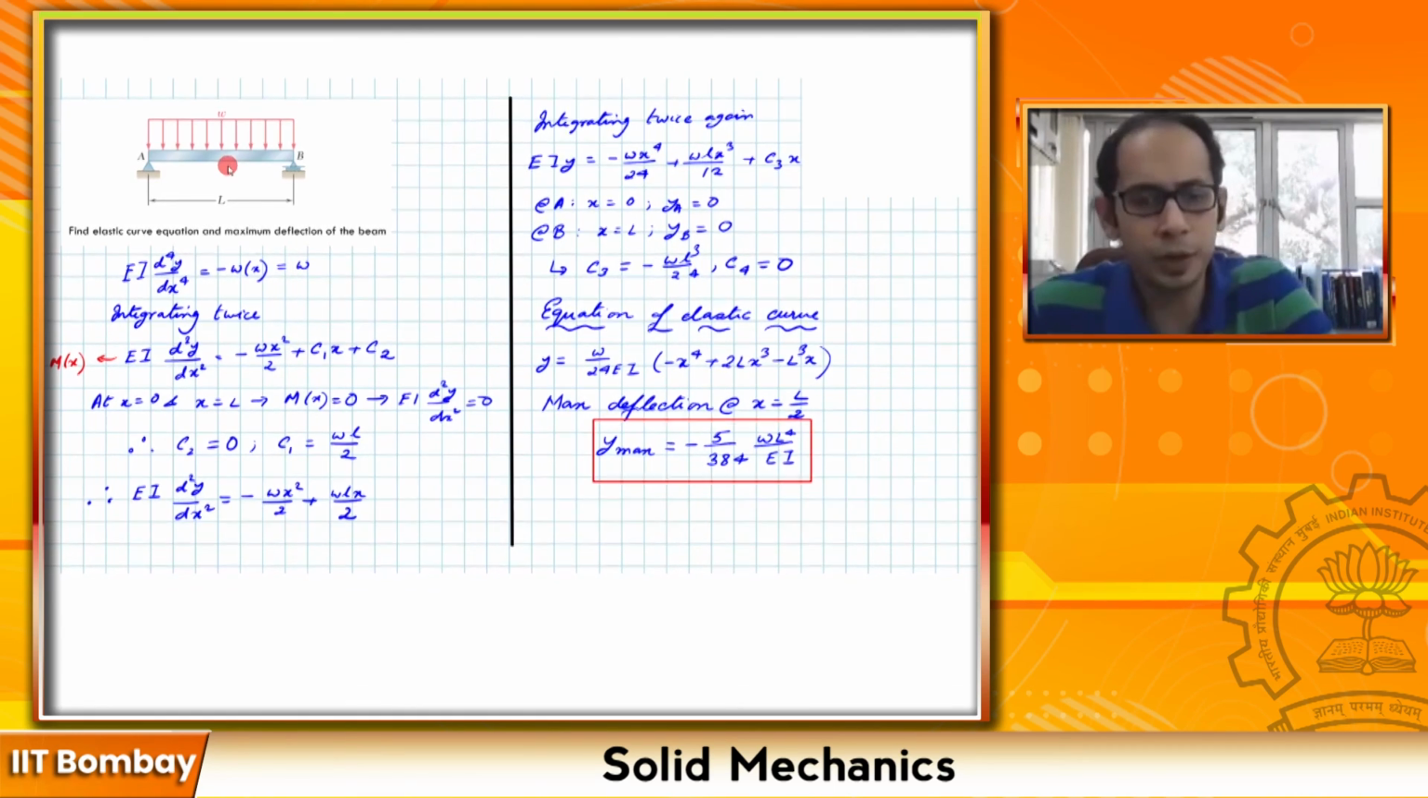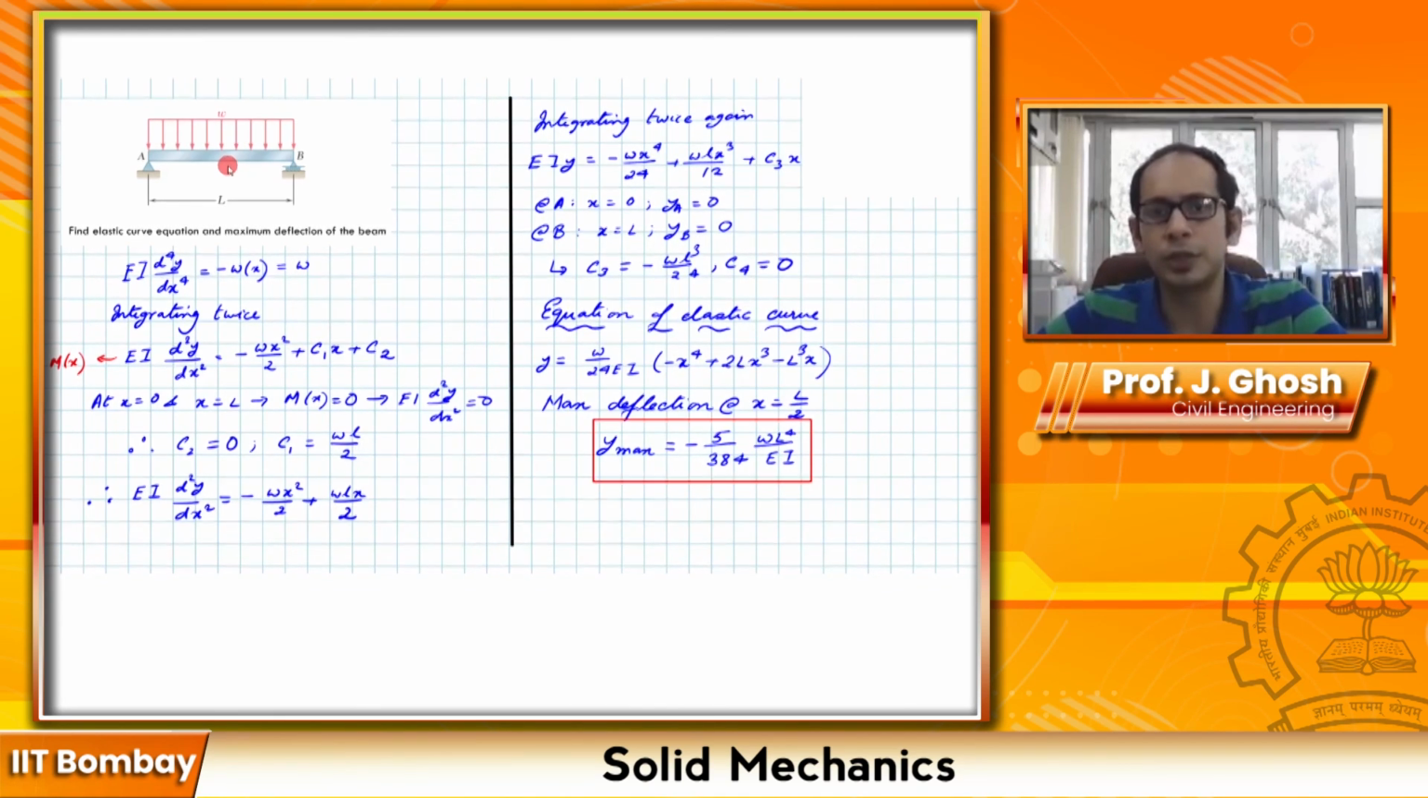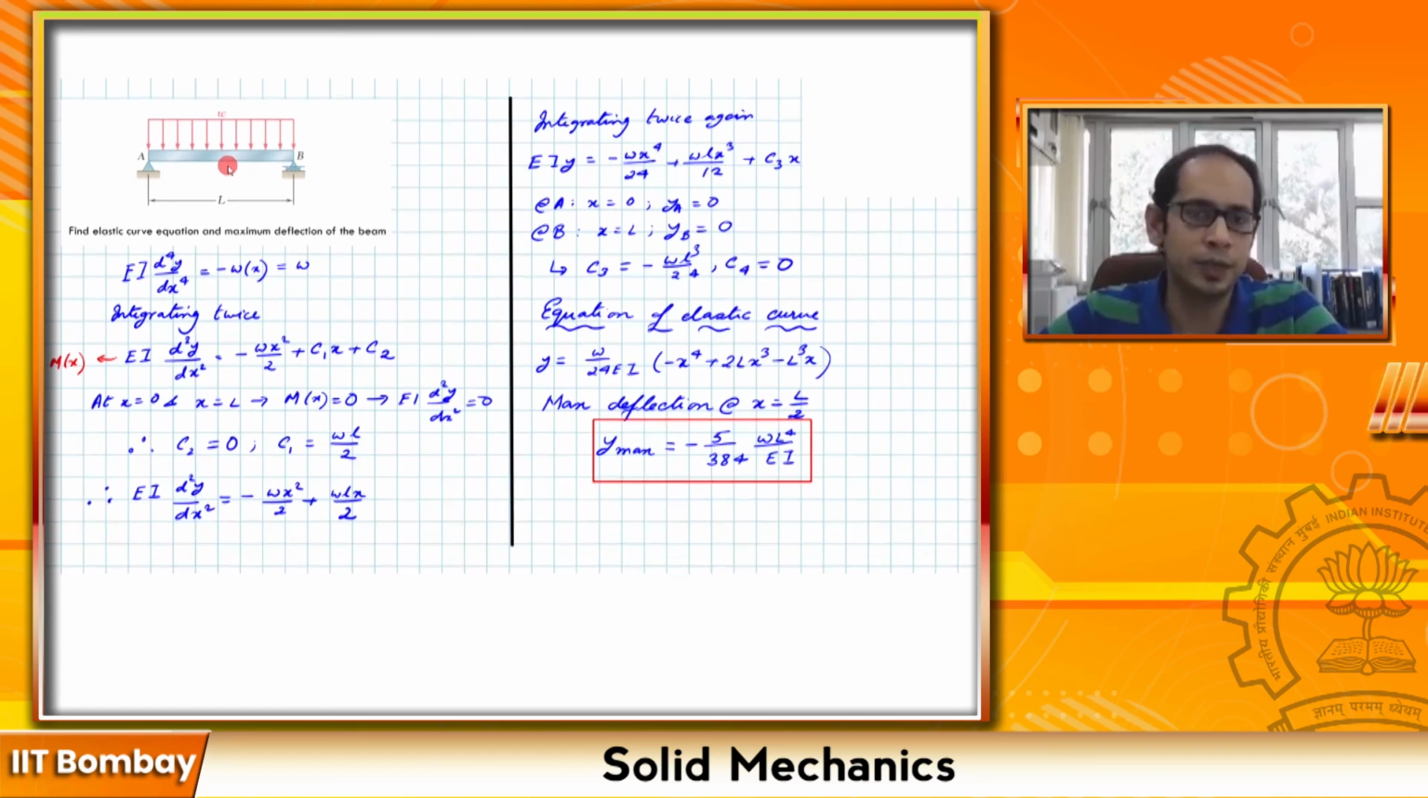So you saw, I hope you understood this problem, how from the fourth order method we integrated it twice and got the second order method, and after that the rest follows how we did before: you integrate it twice again, and in all the steps you determine the constants of integration using your boundary conditions.